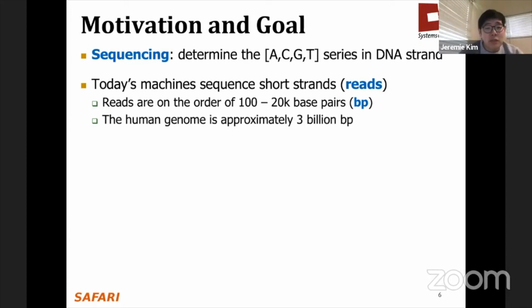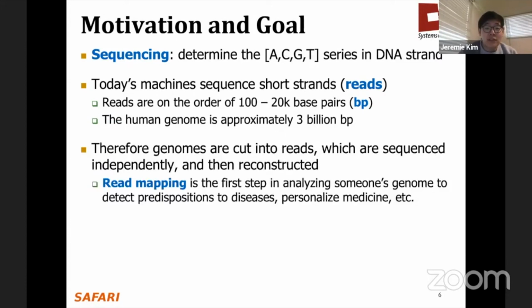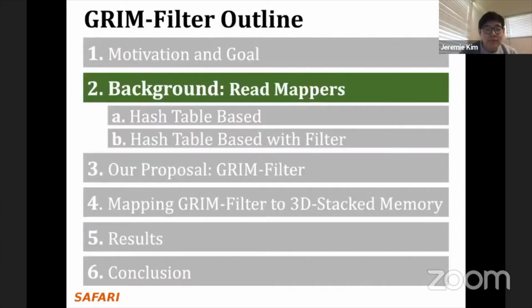And the human genome is approximately 3 billion base pairs. Therefore, the genomes must be cut into reads, which are sequenced independently and then reconstructed. So read mapping is the first step in analyzing someone's genome to detect predispositions to diseases, personalized medicine, and of course, popularly now, to identify different COVID variants. So the goal here is to accelerate end-to-end performance of read mapping. I'll go into the background of read mappers, and in this paper, we focused on hash table-based read mappers because they were more accurate and more comprehensive compared to other methods.